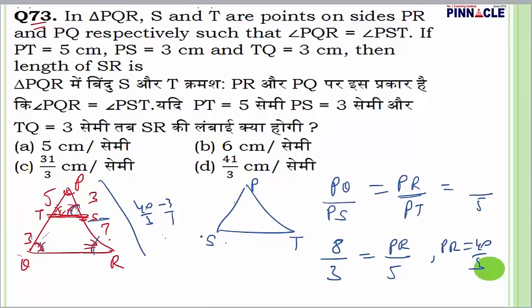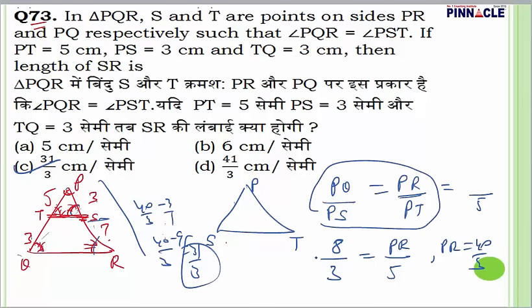Then we can find the value of SR. That is 40 minus 9, 31 by 3. 31 by 3 is the value of SR. We have to find the value of SR, so 31 by 3, C should be the answer. What we have done in this question is used the similar triangle property, and we made this diagram separately so that we can understand clearly.